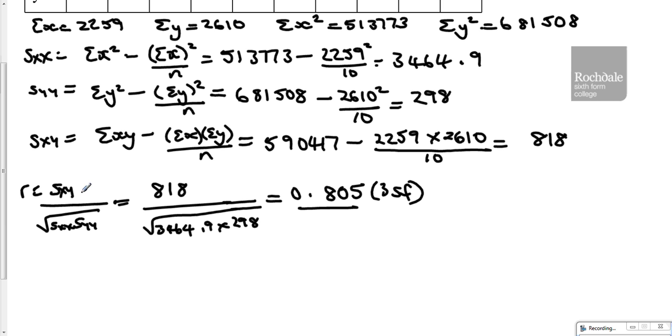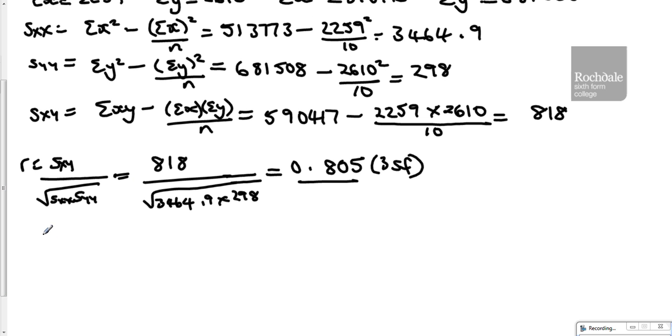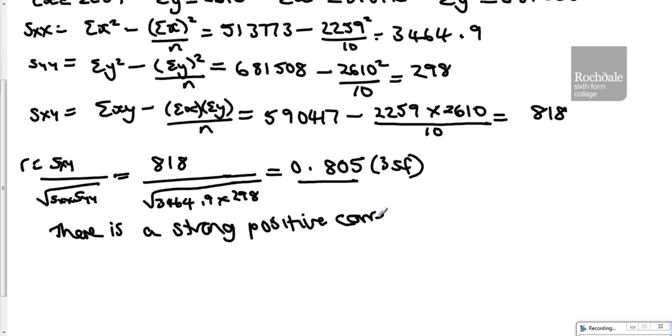The question in the notes says, calculate the value of the product moment correlation coefficient, describe and interpret this coefficient. So the description is the mathsy words. So the description is, there is a strong, I'd call 0.8 strong, it's very near to 1, strong positive correlation. That's maths words.